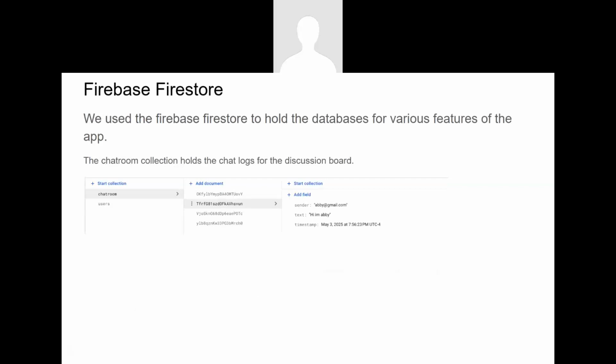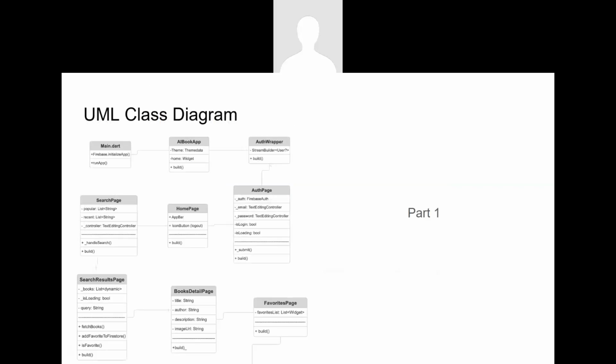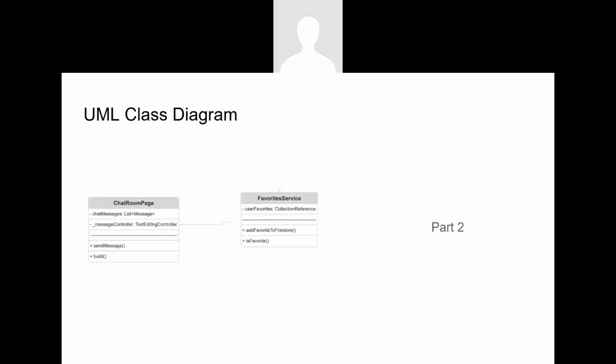Now let's get into the UML class diagram. Here's our UML class diagram. As you see, key classes like search results page, book details page, favorites page, and chat room page. We structured our Dart code around these pages, and each class handles a specific function, which made debugging and testing our app much easier.